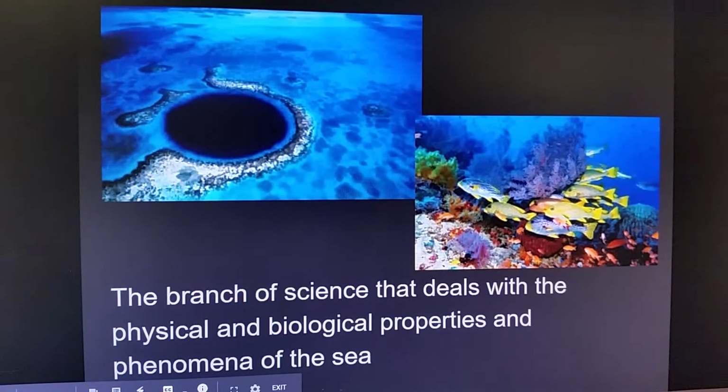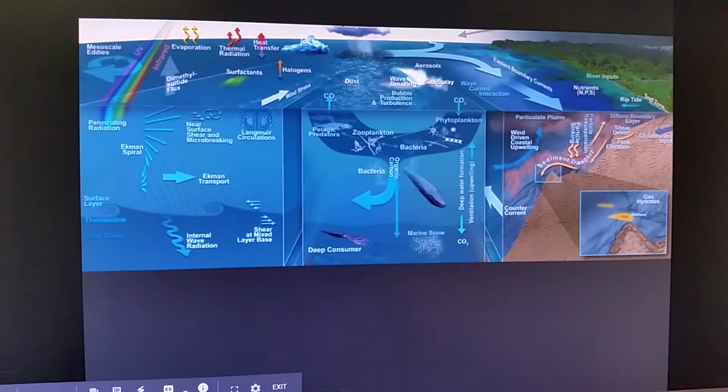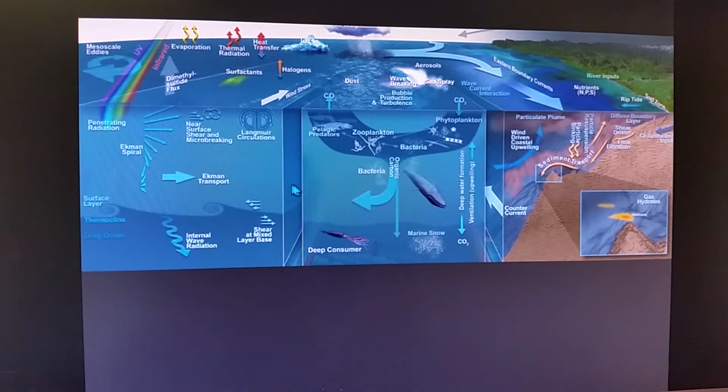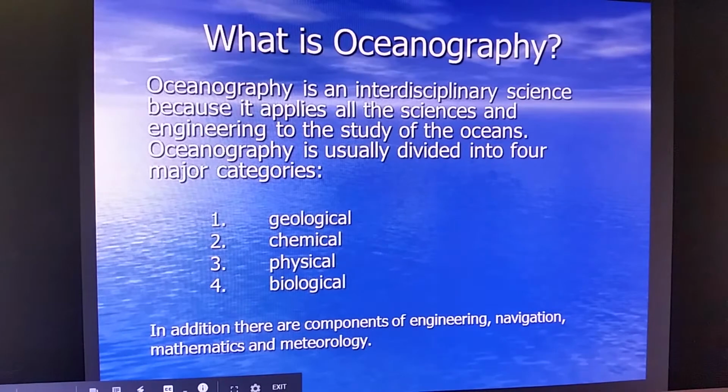So oceanography is my favorite topic. It covers everything in the ocean, whether it's alive or not. Here's a little quick view just to show you there's a lot of things going on in the ocean, whether it's the weather, whether it's the chemicals, whether it's the heat and the cooling of the water, whether it's the currents, the tides, the animals. There's just so much going on there. So you can't have just one science. You have to divide it up.